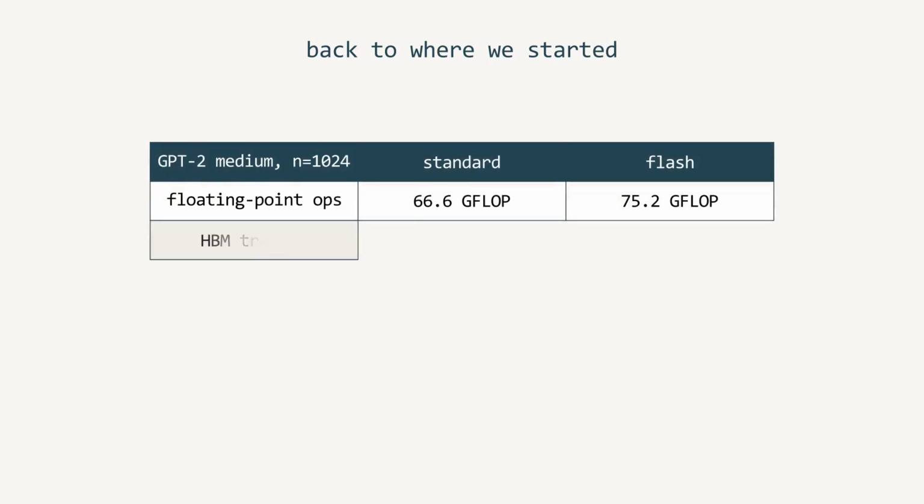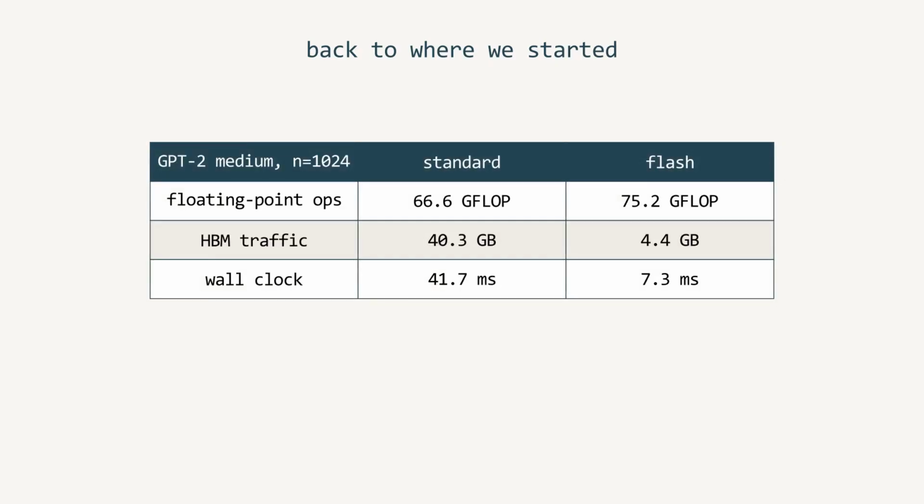Back to the cold open. The measured figures, GPT-2 medium, sequence length 1024 on an A100. Standard attention, 66.6 billion floating point operations, 40.3 gigabytes of memory traffic, 41.7 milliseconds. Flash attention, 75.2 billion operations, 4.4 gigabytes of traffic, 7.3 milliseconds. 13% more arithmetic, 1/9 the traffic, 5.5 times faster. The whole video is in that row.